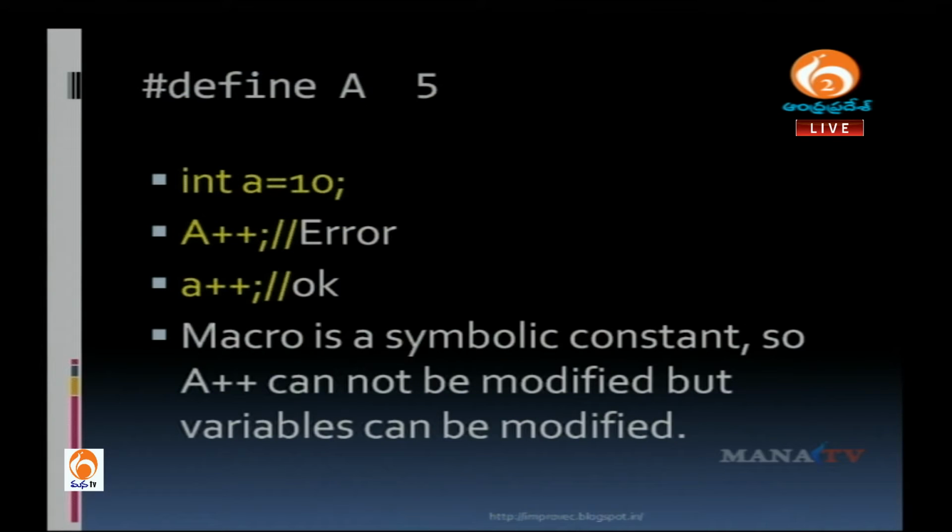Another example for the macros: hash define A 5. What is the meaning of this? Wherever the A is there, 5 is replaced. So here capital A is the macro call, and 5 is the value. So remember one thing, a macro value is nothing but a constant.